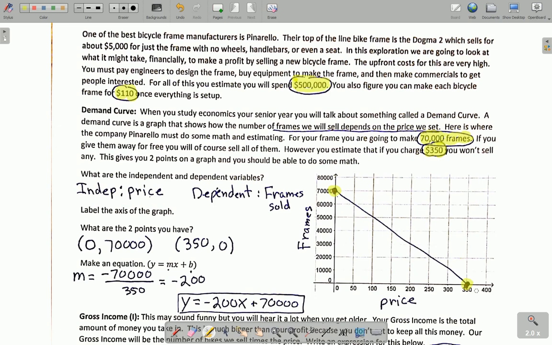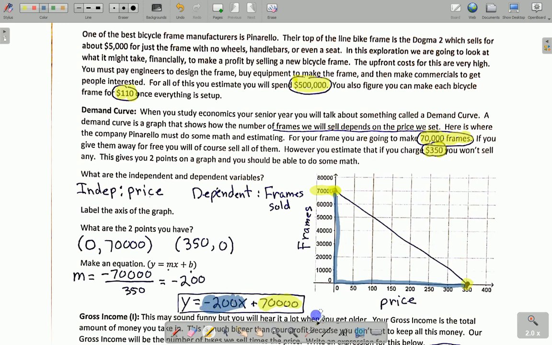That should be a very easy equation to make. Your y-intercept is right here, which then becomes this part of your equation. And then your slope, you just have to do the rise over the run. So here is your rise, and here is your run. And then simplify that number as it is done over here, and that gives you your slope.